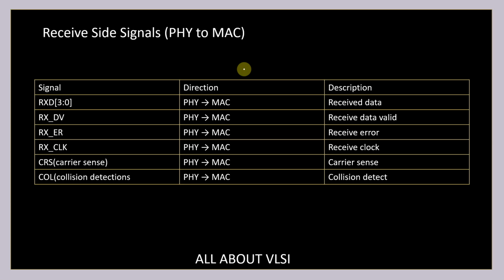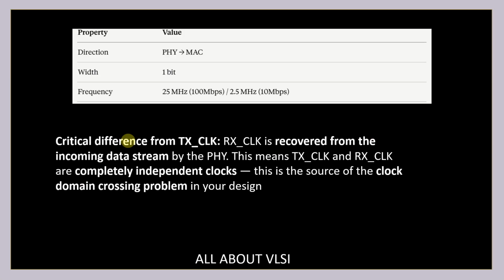And the receiver side is also the same as TXD: we have RXD, RXDV. RXDV is nothing but data valid, meaning whatever the receiver is sending is valid data, and like TX error, we have RX error, and RX clock is from the physical to the MAC, and CRS and COL. Basically, CRS is for carrier sense and COL is nothing but collision detection. This we will discuss in detail when we design our MAC controller with the MII interface.